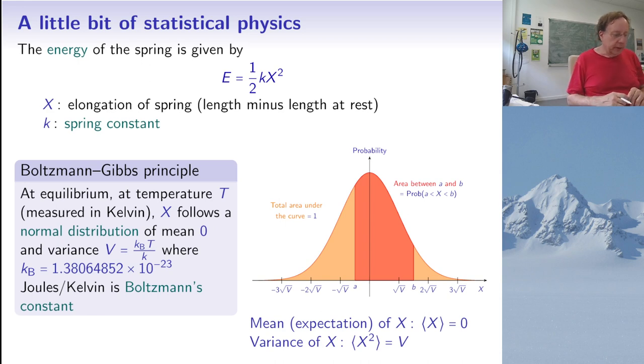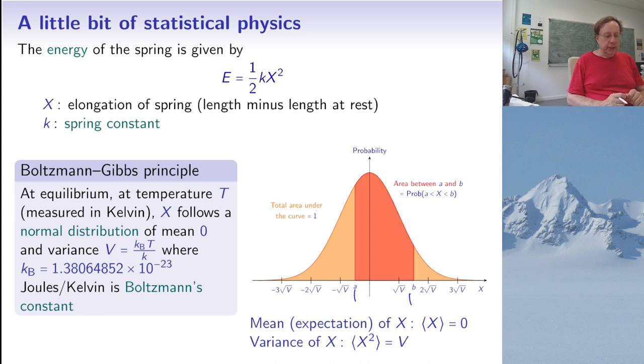So what this means is that if I draw here the density of the normal distribution, so it's proportional to exponential minus the energy, so it's exponential minus a constant times x squared. So here I've scaled everything so that the unit is the standard deviation, the square root of the variance. Then the total area under this bell-shaped curve is equal to 1, and the probability that x belongs to an interval AB, so I've chosen here A and B here, will be proportional to the area that you see in dark orange there.